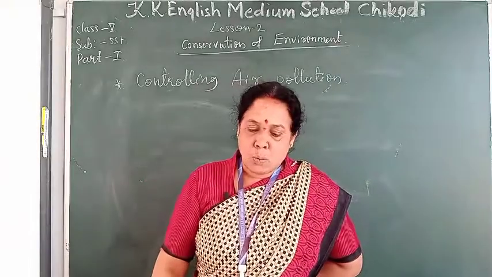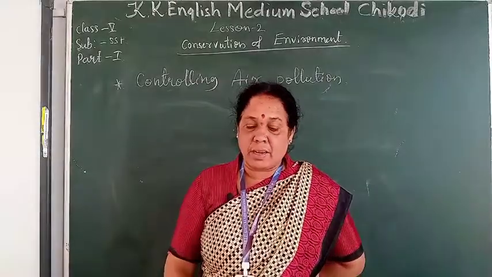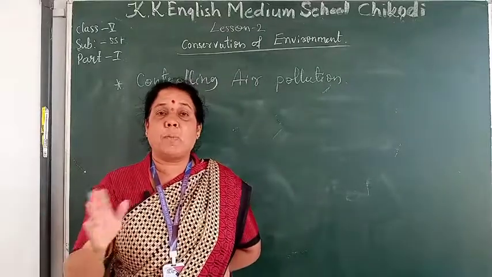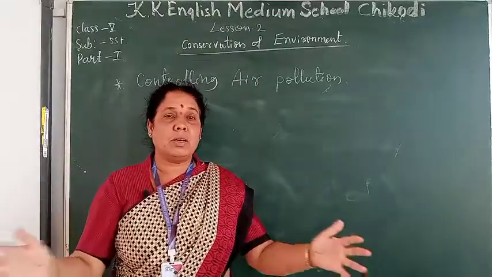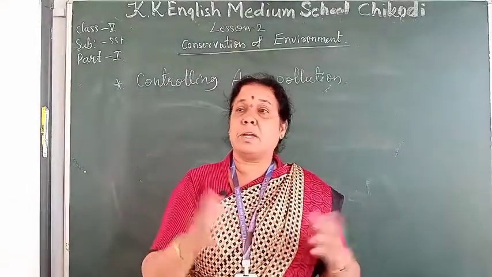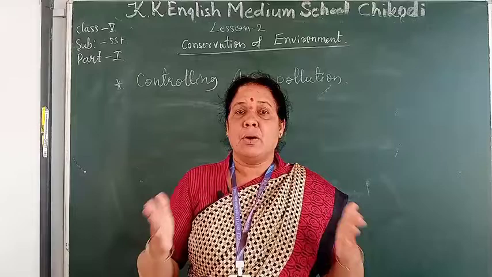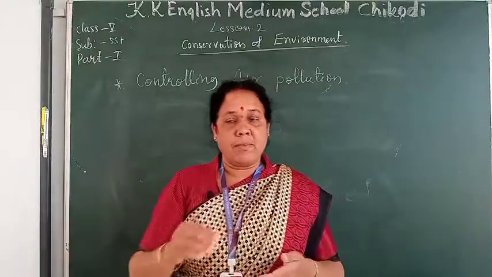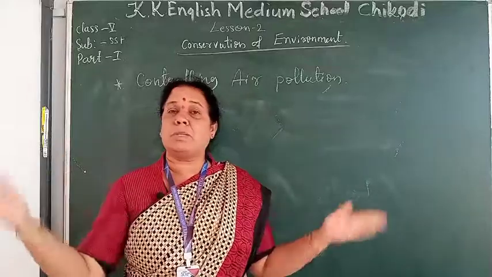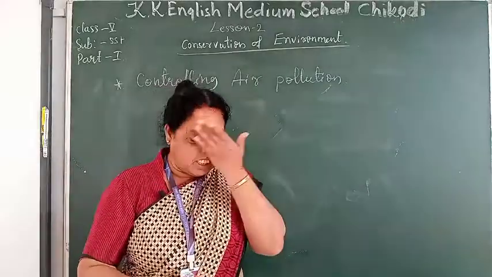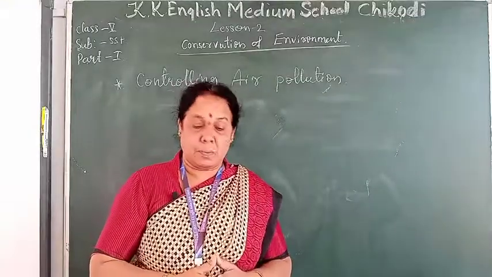The third thing is we should avoid burning wastes and leaves in the open. Yes, this must be stopped. In the open space, we collect all the leaves, dust or papers and start burning them. It is very harmful because all types of things are there, and if you burn them in the open space, it mixes into the air and the air gets polluted. So by avoiding this also we can control air pollution.